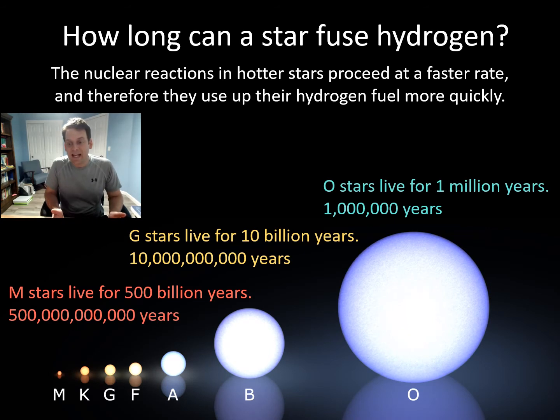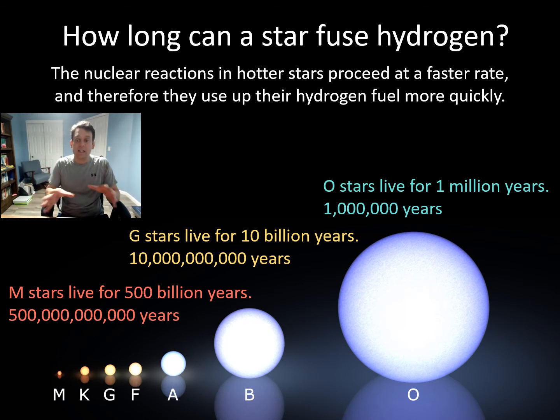Well, it turns out the answer varies absurdly. For O-class stars, which are the hottest stars in the universe, remember, surface temperatures up to 50,000 Kelvin, these stars live for around 1 million years. Now that might sound like a long time. Certainly it's longer than you or I are going to be around here for. But on astronomical timescales, this is the blink of an eye.